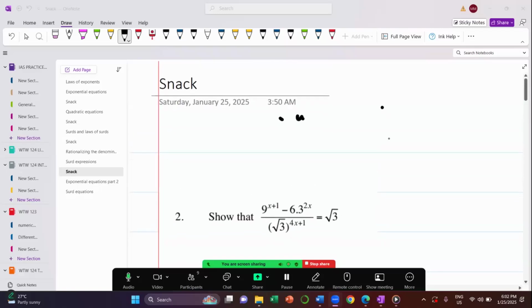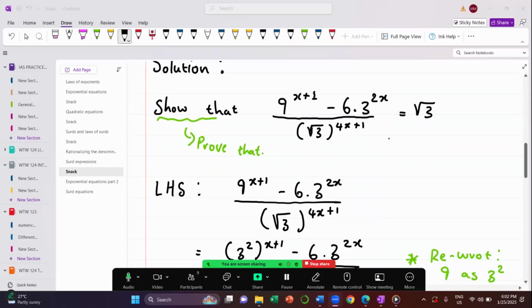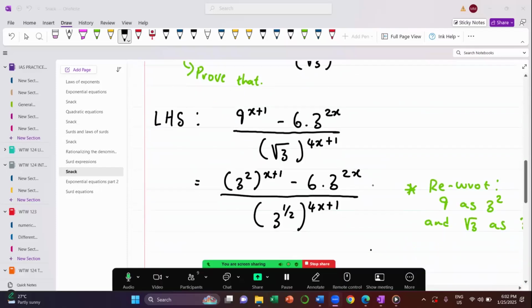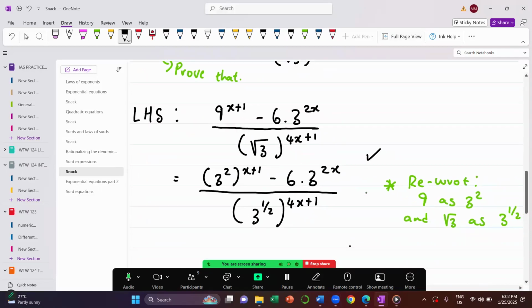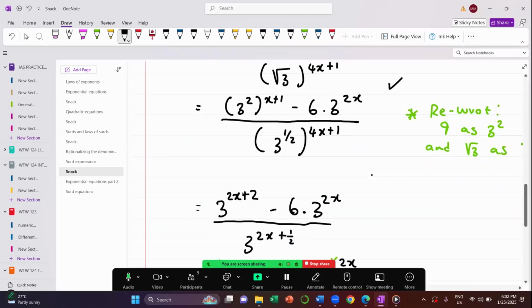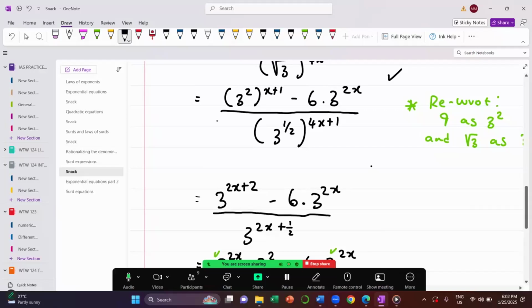Here's the snack activity, and here's its solution. Here's the first step. So I rewrote 9 as 3 squared, and then I rewrote the square root of 3 as 3 to the exponent of 1 over 2, right? And then I continued, and I think you are now familiar with the law I applied. I just multiplied the exponents, which resulted in 2x plus 2.